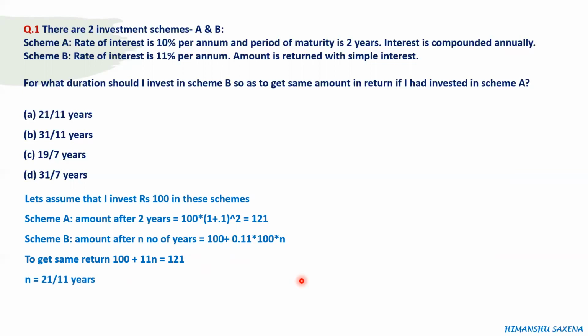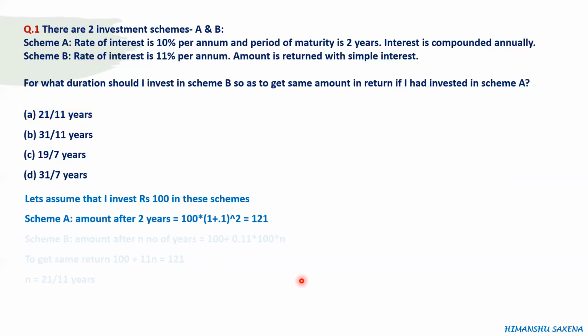Now this is the straightforward traditional method which we have followed. Otherwise, we can always go through the options and find out which is the right one. So how do we do that? Here the answer is 21 by 11 years. Now let's see how we solve this problem using the options only.